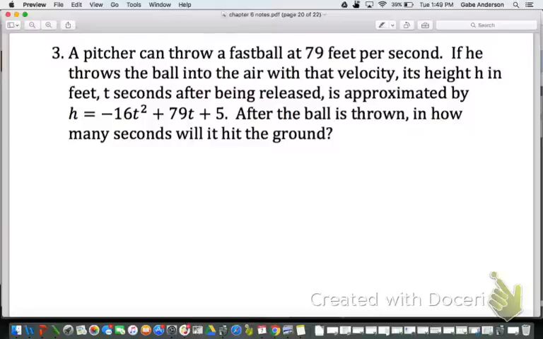Right here. So I'll read this out loud. You can feel free to read with me. It says a pitcher can throw a fastball at 79 feet per second. It's quite fast. If he throws the ball into the air with that velocity, its height h in feet, t seconds after the ball is released, is approximated by that equation. h equals negative 16t squared plus 79t plus 5.